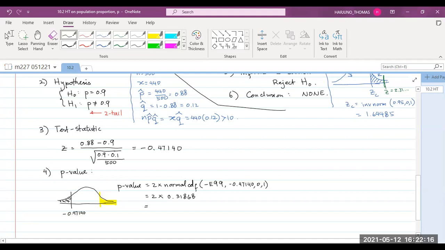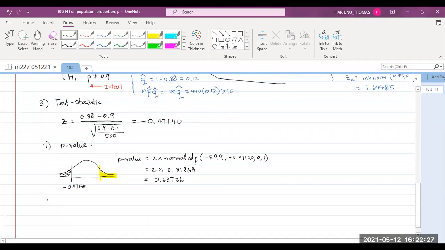You need to have a calculator or at least get the emulator, the one that works with your computer. Times 2, I get 0.63736. Oh, that's very, very big. So we will fail to reject the null hypothesis because the p-value is greater than alpha. Okay, informal conclusion: fail to reject the null hypothesis. Again, conclusion: because we don't have the claim, we cannot draw any conclusion.